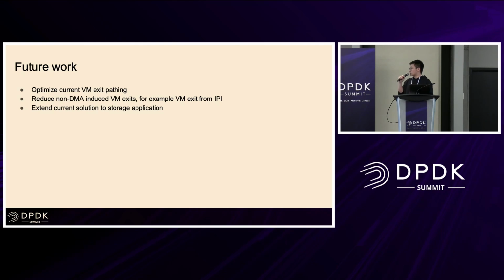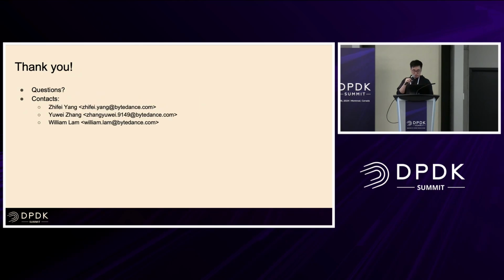So here are some of the future works that we have also put down. The first one is to optimize any current VM exit paths. The second one is the one that I just mentioned, to reduce any non-DMA induced VM exits, for example, the VM exit that is triggered by IPI. And it would also be nice to extend the current solution to storage applications in a similar manner. And yeah, that's all from the presentation. If you have any questions, please go ahead.